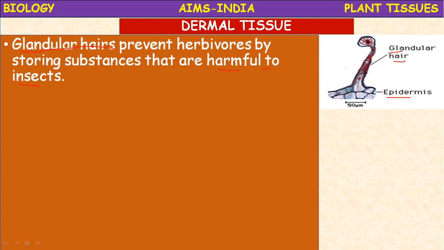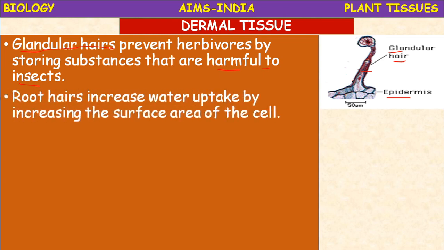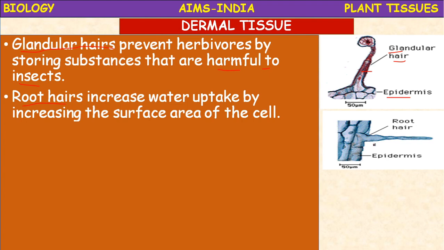This is the epidermis, and these glandular hairs containing some chemical harmful substances prevent the insects and the herbivorous animals. Root hairs, the roots consisting of hair-like cells, the epidermal outgrowths increase water uptake. Okay, the epidermal hairs will prevent the water loss, but root hairs help the uptake of water by increasing the surface area of the cells. So these are root hairs, the epidermal outgrowths which help in increasing the surface area of the cells.